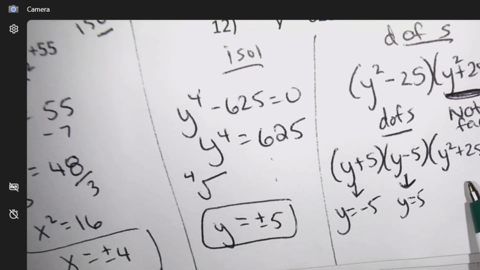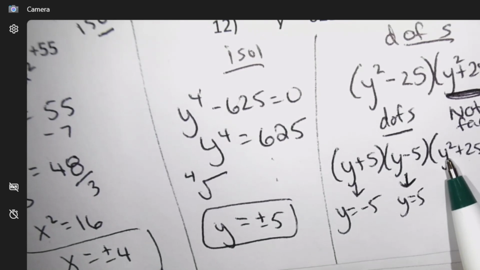Okay, and if you think about this bracket here, this y squared would have to be -25, and it's not allowed to be negative. You can't square to be negative.